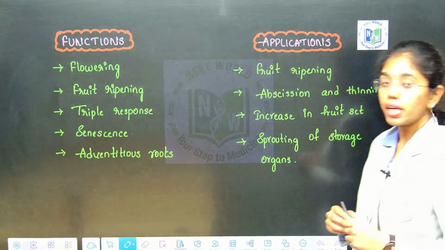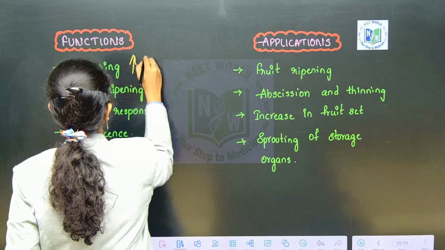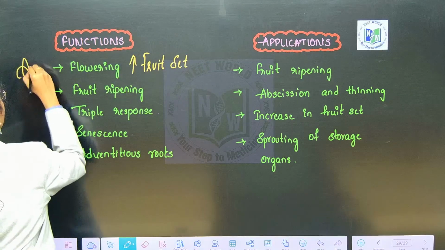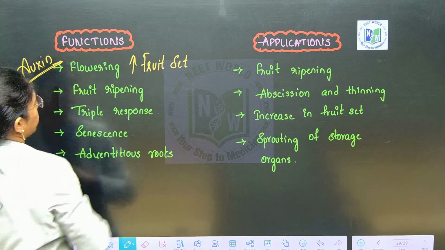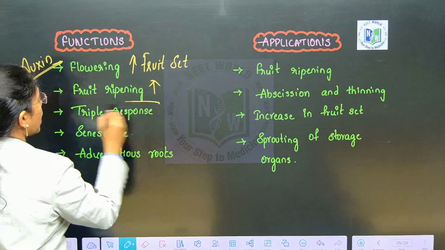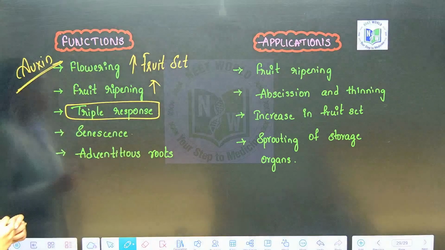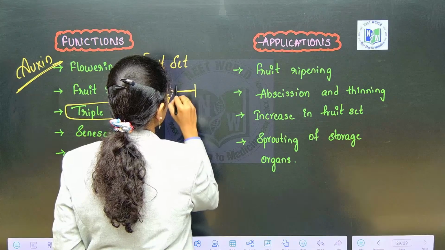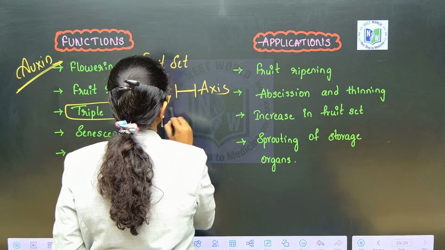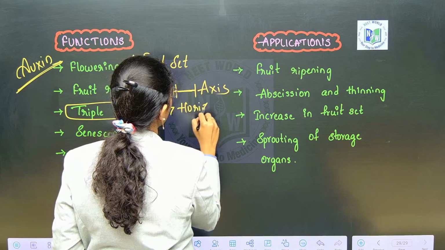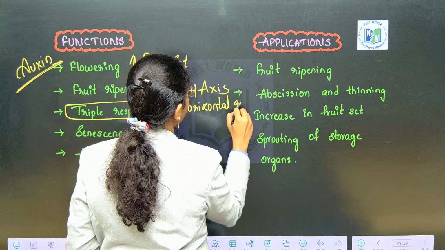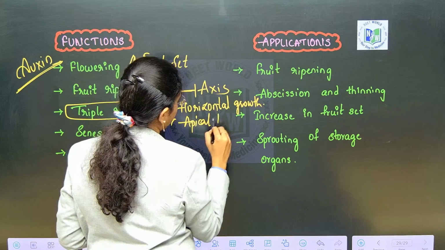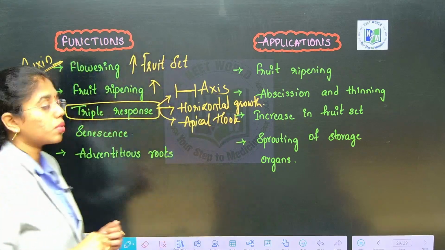Ethylene will promote flowering and it will lead to increased fruit set. This is the synergistic effect with auxin too. An example is pineapple itself. It will promote fruit ripening and the triple response is observed. That is, it will increase the girth of the axis, it will promote horizontal growth of the seedling, and it will lead to apical hook formation of the seedling. This is the triple response caused by ethylene.